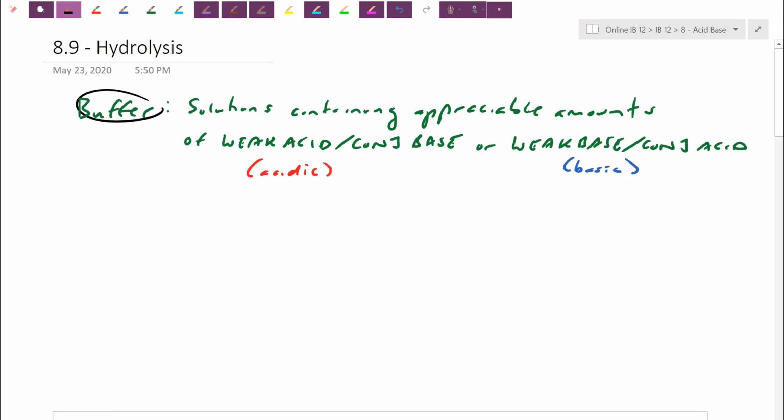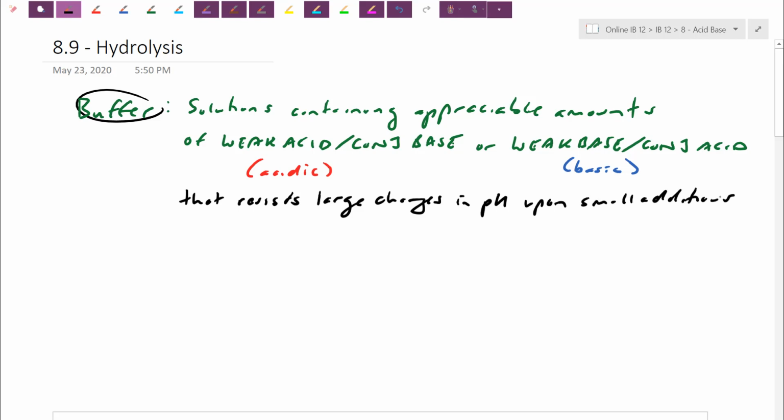So a weak base and conjugate acid resists, and you do want to emphasize this, large changes. There is still going to be a change. Large changes in pH, and also specify upon small additions, assuming you don't max out your buffering capacity, small additions of acid or base.